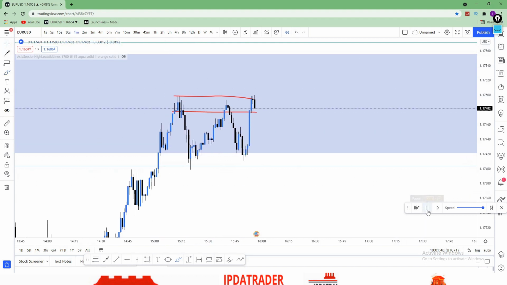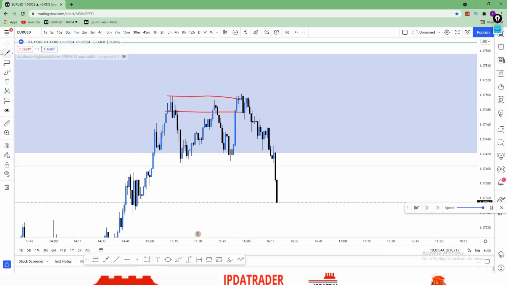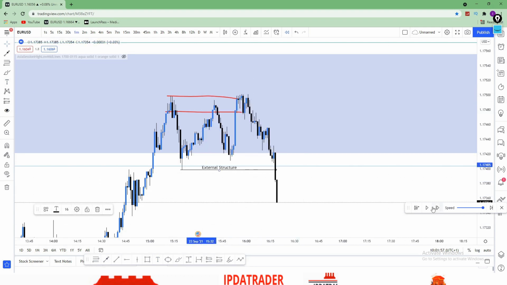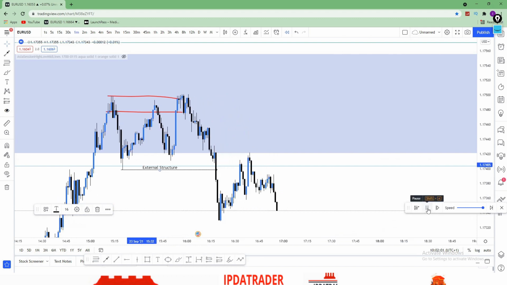So let's see what happens. We want to give it time. We don't want to be rushing. Okay, so this is something of interest. We can see over here that we break external structure right there. So now I may want to wait for an internal structure to break. Let's see if we ever come back.